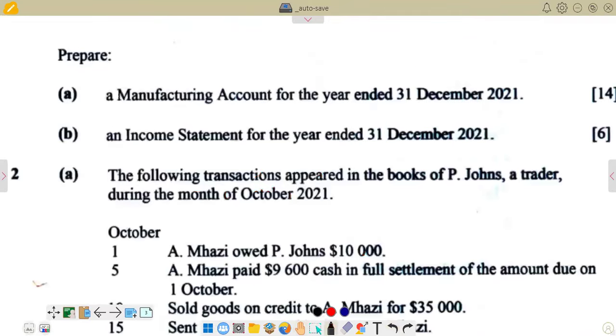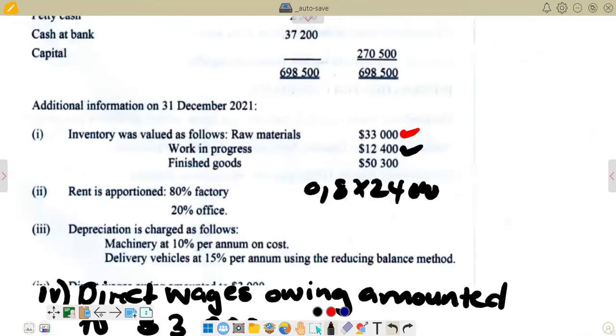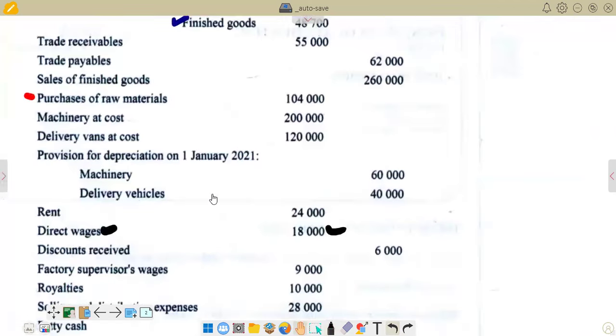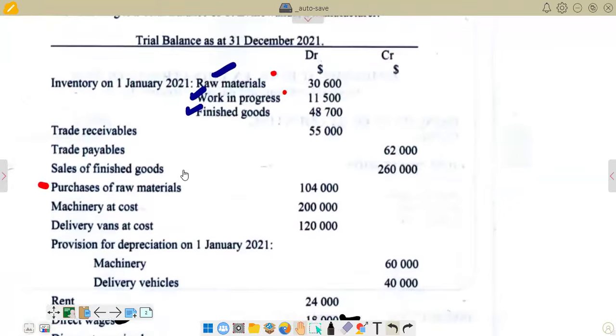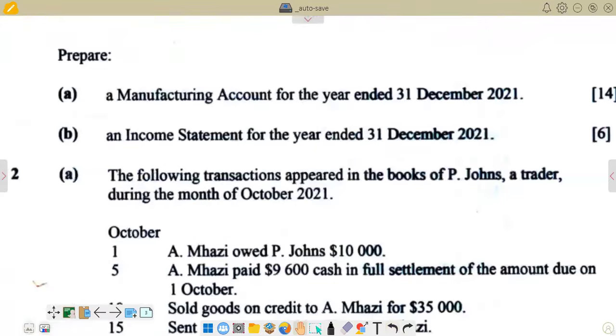We'll go back to the question to see what figure we have for sales, and go to the trial balance to check what figure of sales we are given. We've got sales of finished goods. Remember, anything to do with finished goods is supposed to be in the income statement. We've got 260,000 for sales of finished goods. You can just go and enter it as such.